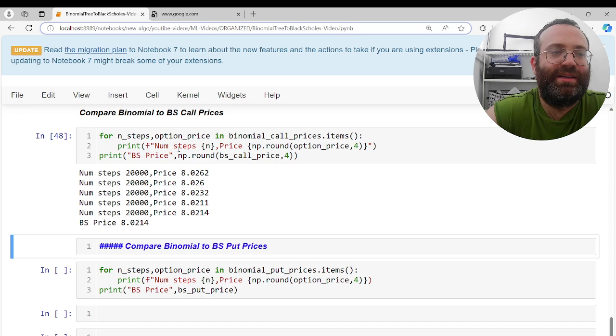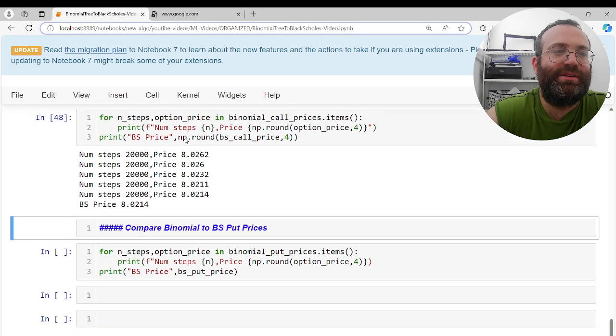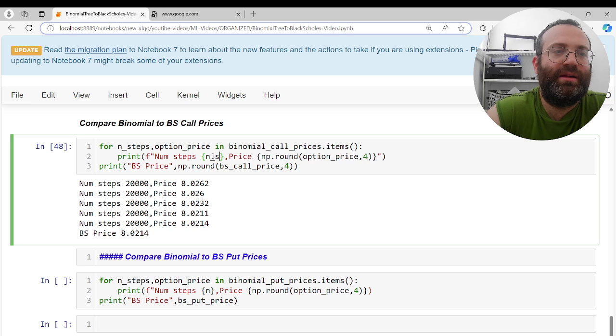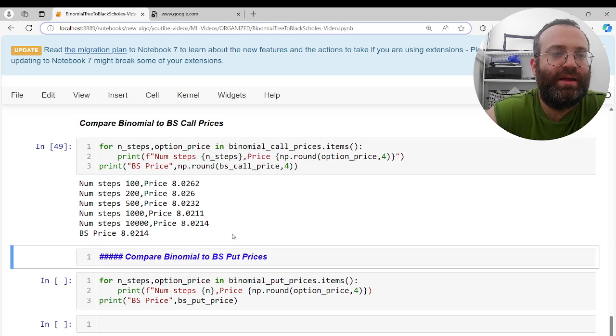Okay, so let's round this also to the nearest 4 digits, just so it's easier to look at. N steps, sorry. So look, if this convinces you, this is for the call option. It starts off not being the same as Black-Scholes. It's off by 0.026, which is a decent amount, but then this gets smaller and smaller, and eventually gets to 8.0214, which is the Black-Scholes price.